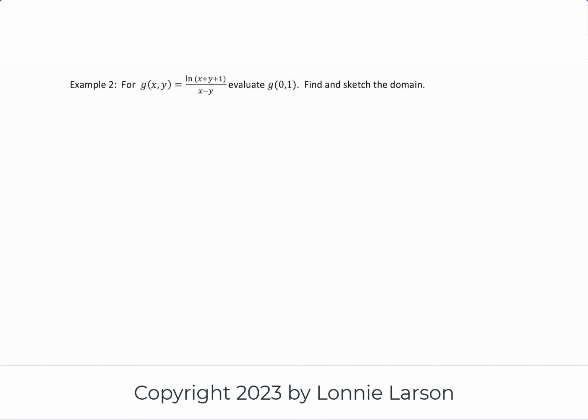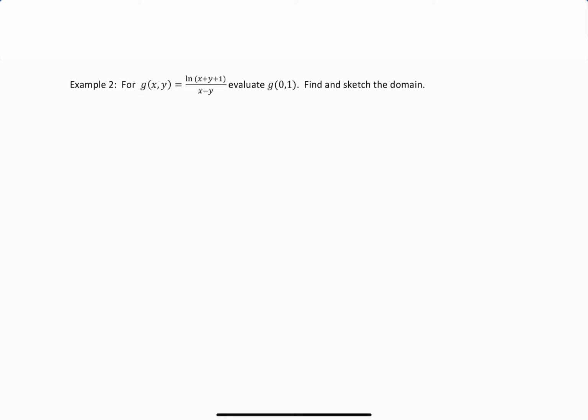Let's see another example. For g of x, y equals ln of (x plus y plus 1) over (x minus y), evaluate g of 0, 1, then find and sketch the domain. So g of 0, 1 means put a 0 in for the x and a 1 in for the y. That gives us ln of 2 over negative 1. In other words, negative ln of 2.